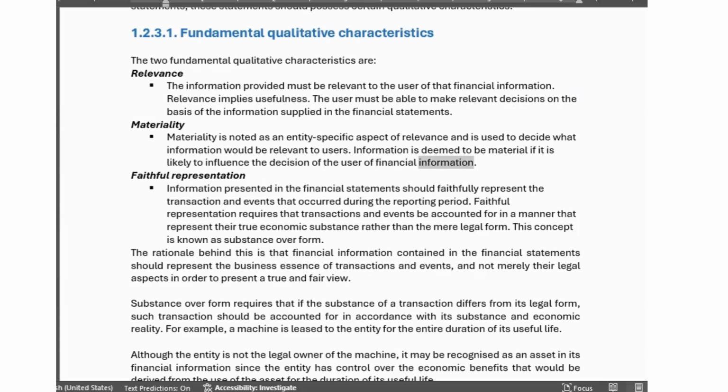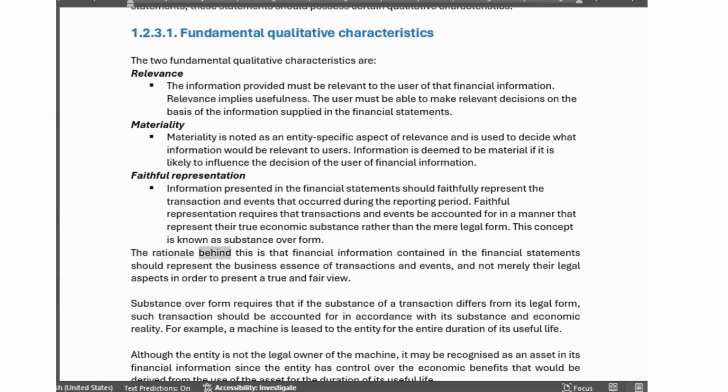Faithful representation. Information presented in the financial statements should faithfully represent the transactions and events that occurred during the reporting period. Faithful representation requires that transactions and events be accounted for in a manner that represents their true economic substance rather than the mere legal form. This concept is known as substance over form.